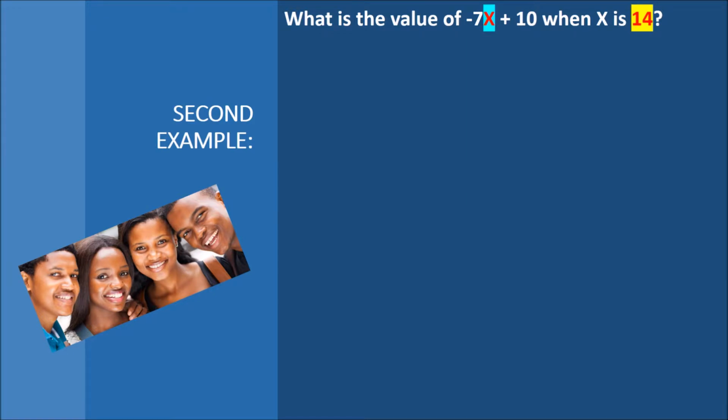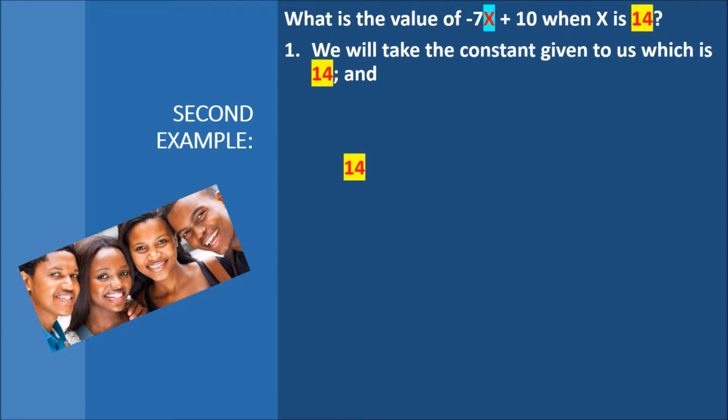Let's look at a second example. And on this one, the problem is, what is the value of negative 7x plus 10 when x is 14? So again, I'm given two pieces of information. I'm given a constant, in this case 14, and I'm also given a mathematical expression, negative 7x plus 10. So what we're going to do is we'll take the constant given to us, which is 14, and so here's our 14.